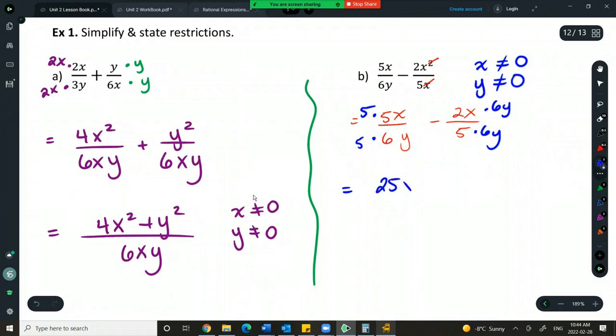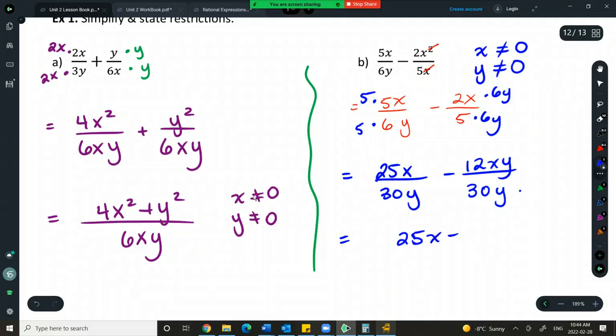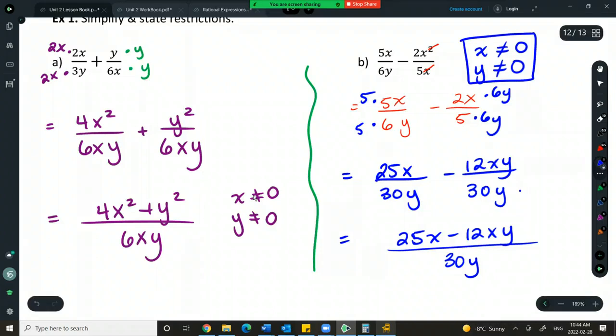Okay, so we're going to get 25x over 30y minus 12xy over 30y. And then we'll put these together in a single fraction. So 25x minus 12xy over 30y. This will be part of our final answer.